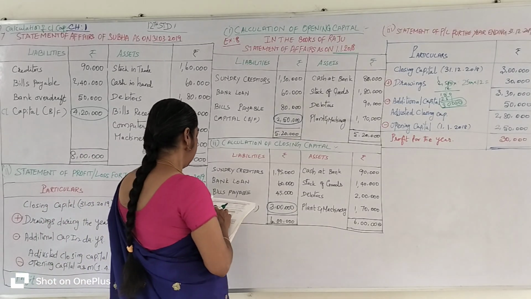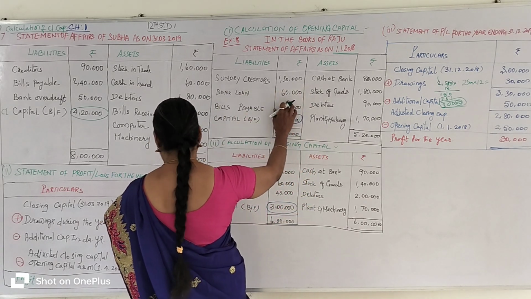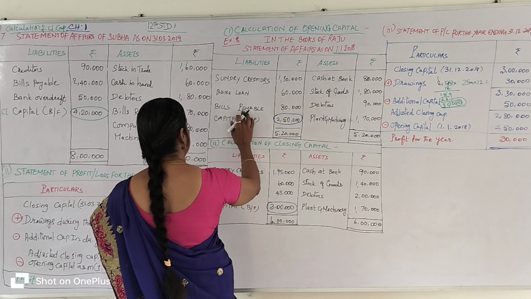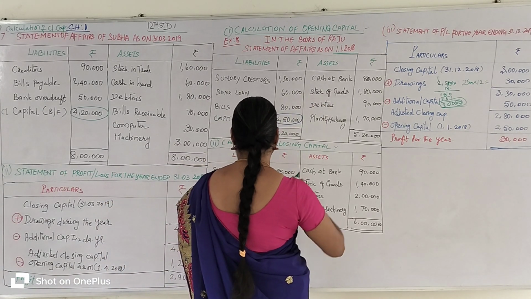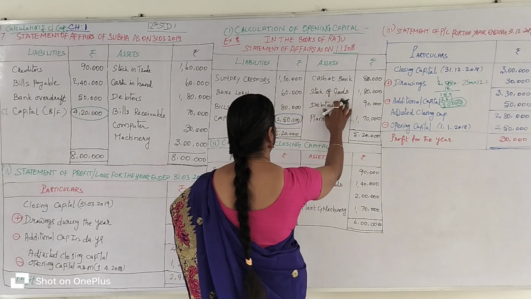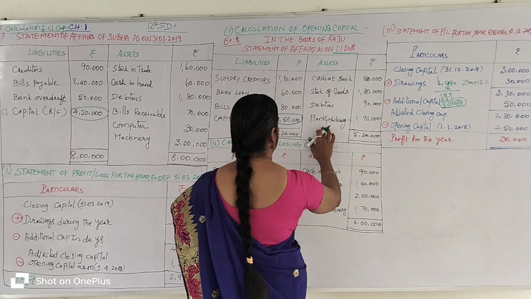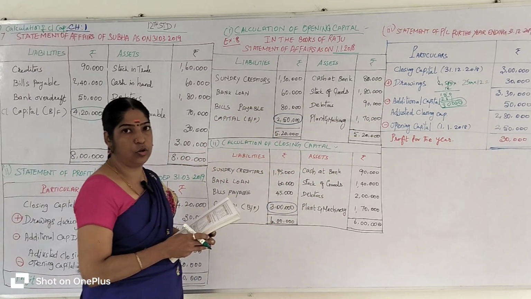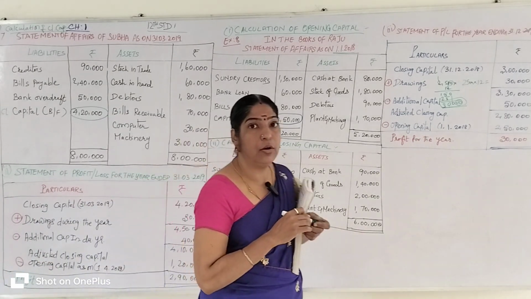So sundry creditors 1,30,000 rupees, bank loan 1,60,000 rupees, bills payable 80,000 rupees. Goes to asset side: cash at bank 80,000, stock of goods 1,80,000 rupees, debtors 90,000 rupees, plant and machinery 1,70,000 rupees. Okay. So listen, what are we going to find out?